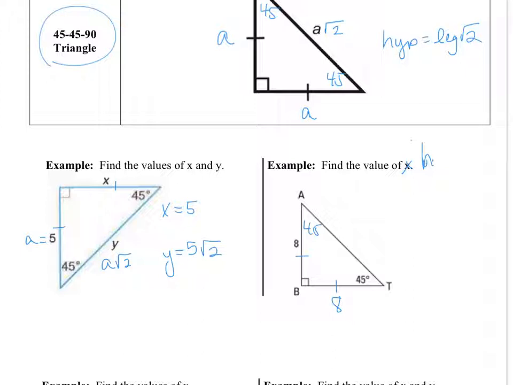Anyway, we're going to find the hypotenuse, which is this part right here. And that's going to be the leg, so that's the 8, times the square root of 2. So that is your hypotenuse here.